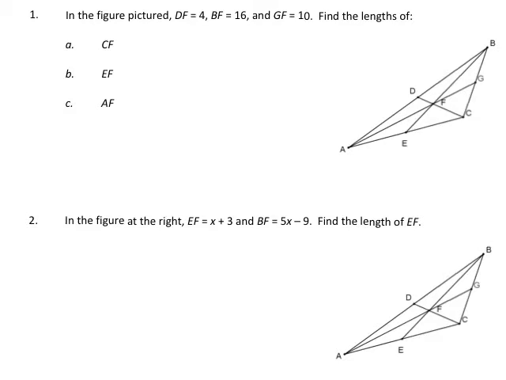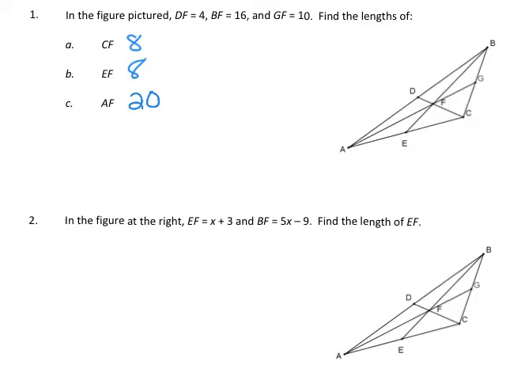In the next example, we're going to put some numbers to our line segments here. If DF is 4, CF is going to be double that. So CF has to be 8. The next one, BF, is 16. BF is the doubled part, EF is the shorter part, so if BF is 16, EF has to be 8. And then finally, if GF is 10, that's the shorter part, so this has to be double, AF is 20. So you just have to remember, one is double the other.